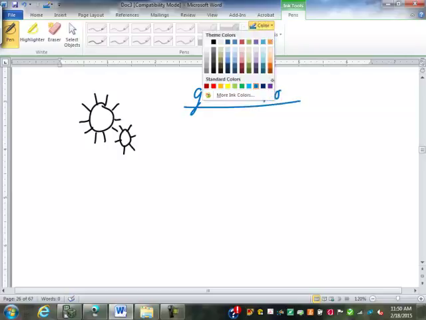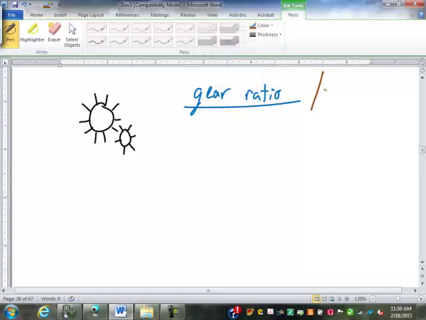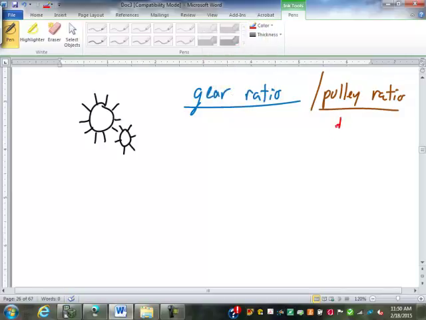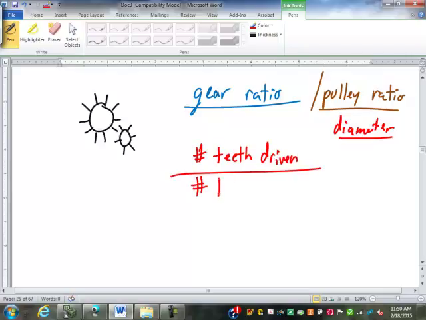Gear ratios, pulley ratios kind of work the same way. What you're looking at is the size of one pulley or gear compared to the size of the other. Now in pulleys, you actually have to use the diameter. In gears, however, since they have these teeth, it's easier just to count the teeth. The distance between the teeth is the same, so counting the teeth tells you how big the gear is. So for a gear ratio, it's the number of teeth in the driven gear compared to the number of teeth in the driving gear.